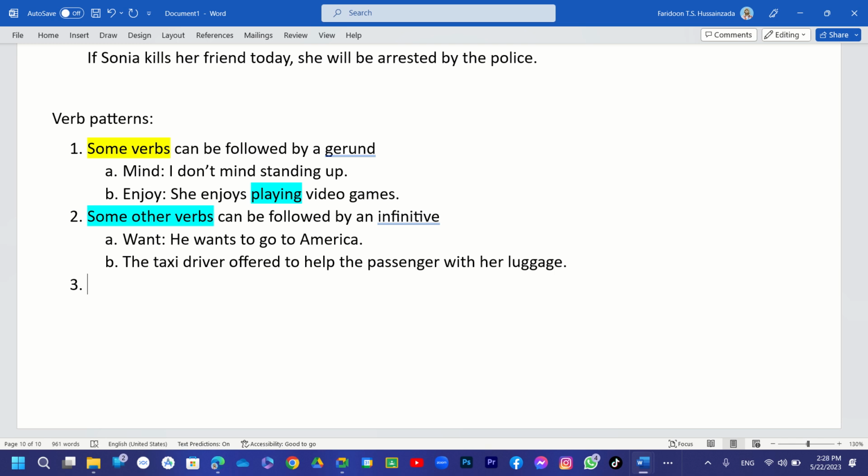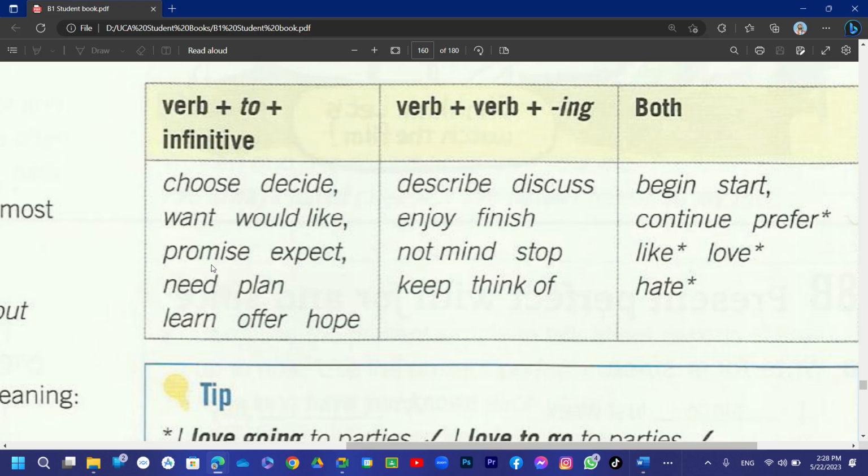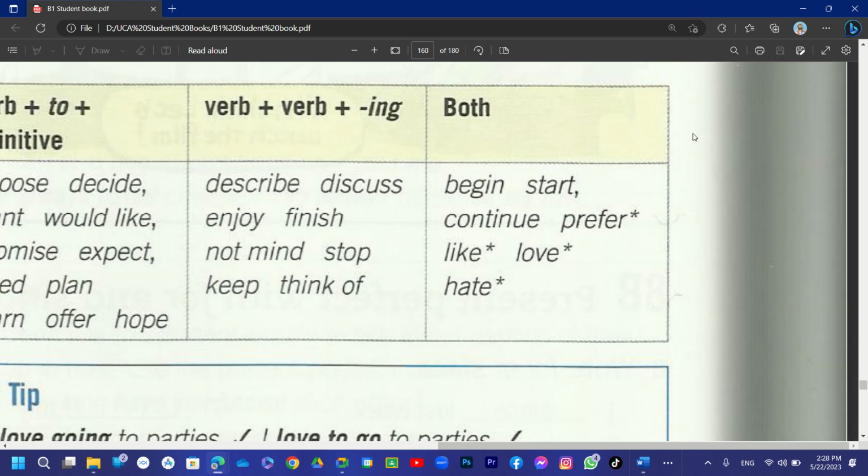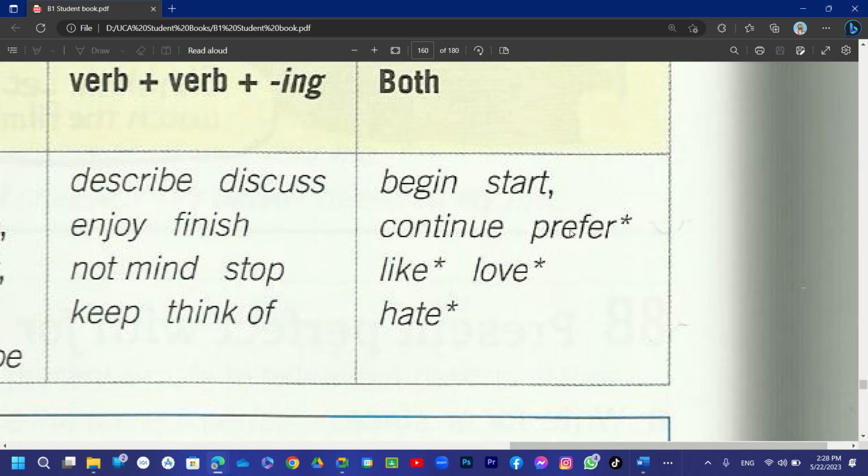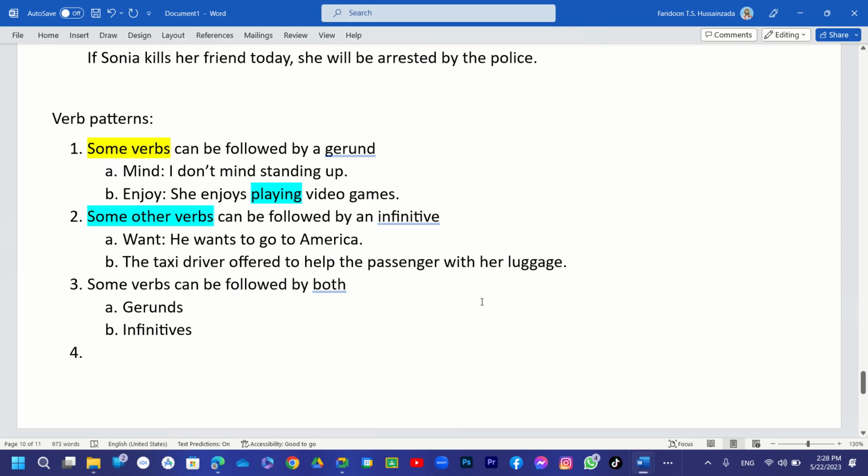But then we have another little problem. Some verbs can be followed by both gerunds and infinitives. So for that one, we have to know some, okay? In the book, it has only given you about 1, 2, 3, 4, 5, 6, 7 of them. They are begin, start, continue, prefer, like, and love. Let's go with just love and see if there are any more examples that we have.